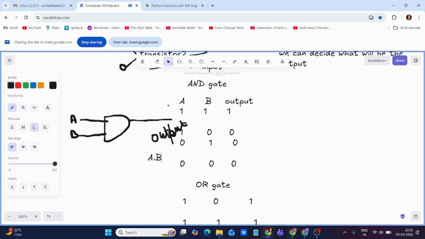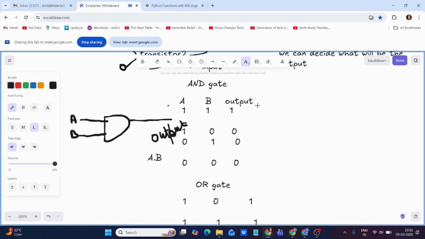So if we apply this formula for every input: first, the value of A is 1, B is 1, so 1 into 1 becomes what? One. And if A is 1, B is 0, so 1 into 0 is what? Zero. And if A is 0, B is 1, what will be the output? Zero. And similarly 0 into 0 is equal to zero.